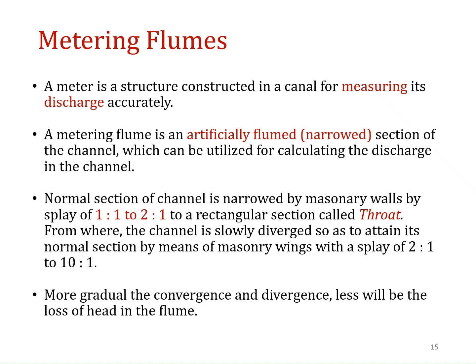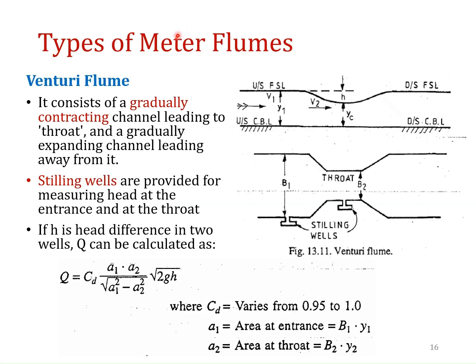Let me show you the picture. There are actually two types of meter flumes. One is Venturi flume, and the other one is standing wave flume, which is the next slide. So you see here the width of the canal, the actual width of the canal, B1, and then you gradually converge it on both sides and make a throat, rectangular cross section, and then gradually diverge it to attain the same cross section as before the meter. And right here you see it's a full supply level, and there is some head loss downstream. Of course there will be some head loss.